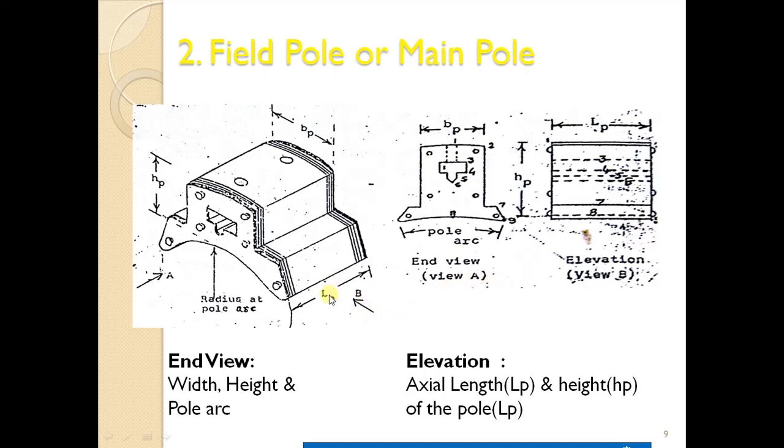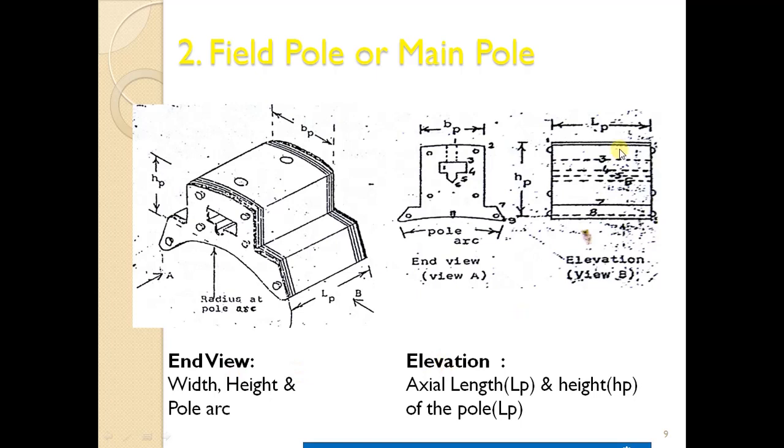Okay, and from view B, this is another view. From this point you can only see this part. That is what they have written here. This is the elevation part they have written here, and this is the end view they have written like this. So again, in order to draw an end view and elevation, for an end view of a main pole or field pole, you require the width of the pole, height of the pole, and then the pole arc. These are the details you require to draw an end view.